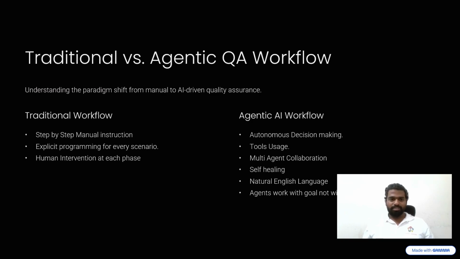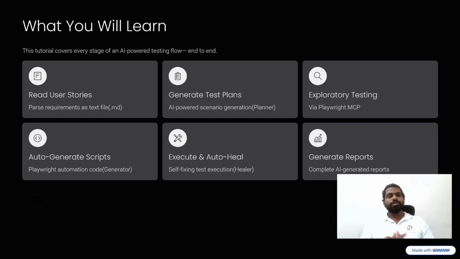So now the trend is different. We have agentic AI, which will automatically create your test plan, create your test scripts, develop the scripts, and execute them. You just need to pass your inputs in natural English and get the output. Okay. So in this video, you are going to learn the flow in 6 steps.